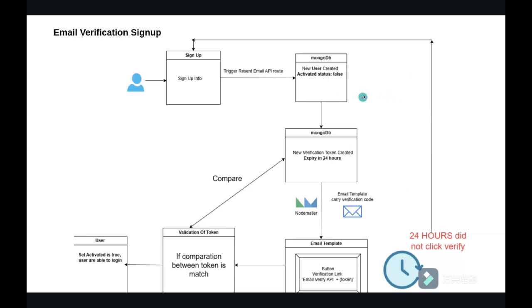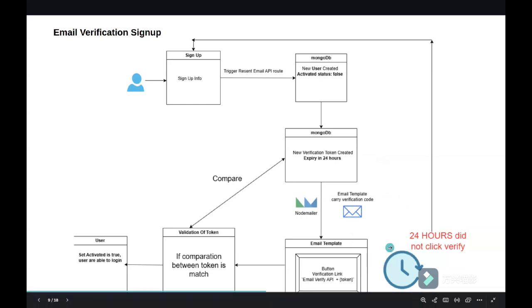And then it will set the user activated status to false. The backend server will also create another table called the verification table, and put a new verification token in it. This token will expire in 24 hours. After those two steps, we use Nodemailer to send the email to the user.